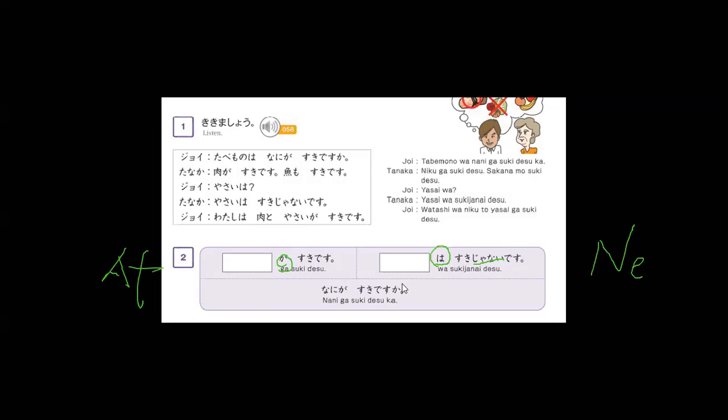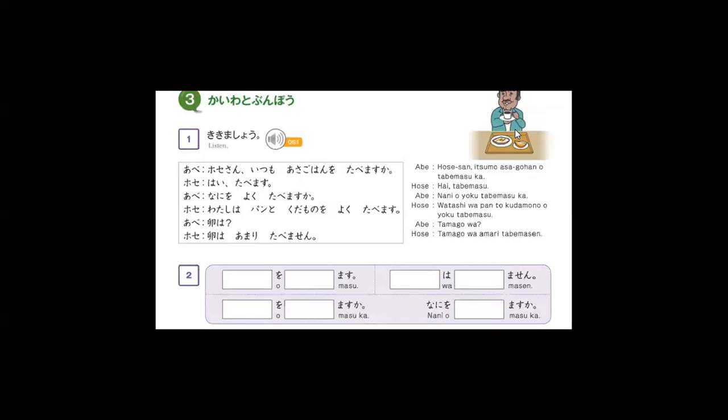Let's make some examples here. I like juice. First is an affirmative sentence, so we use this sentence. Juice in Japanese is juice. So, ジュースが好きです。And I don't like milk. It's a negative sentence. ミルクは好きじゃないです。Okay. Let's move on. Second.